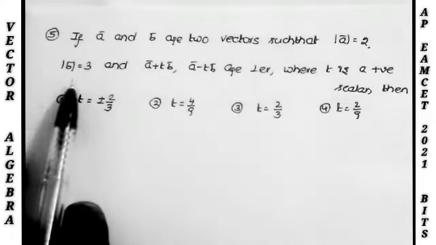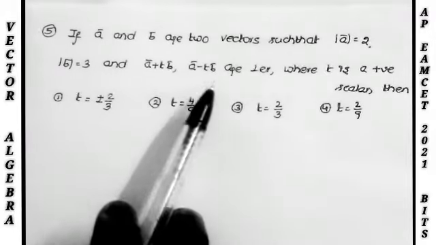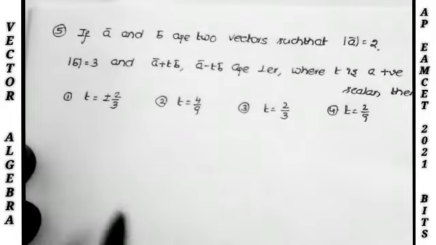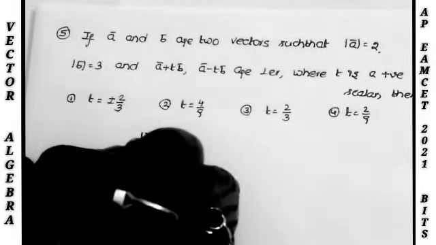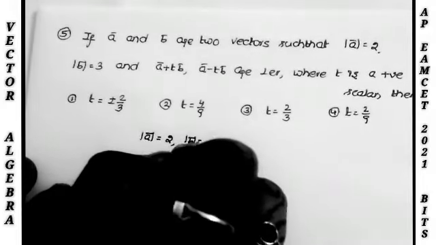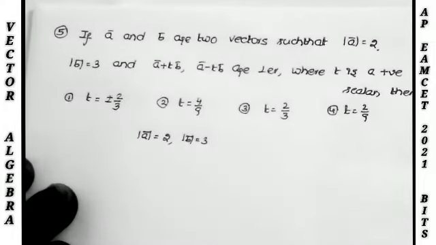Okay, so the next one: if a bar and b bar are two vectors such that mod a is equal to 2, mod b is equal to 3, and a bar plus t into b bar and a bar minus t into b bar are perpendicular, where t is a positive scalar, then what is the value of t? Okay, two vectors are given here. What are the given values here? Given that mod a is equal to 2 and mod b is equal to 3, and also given that these two vectors are perpendicular to each other.